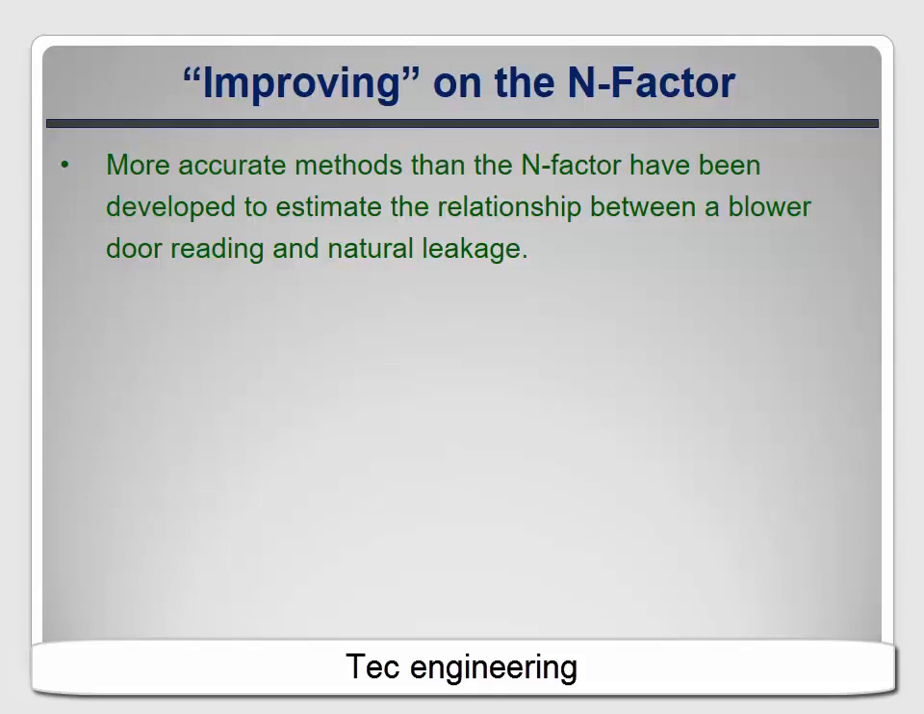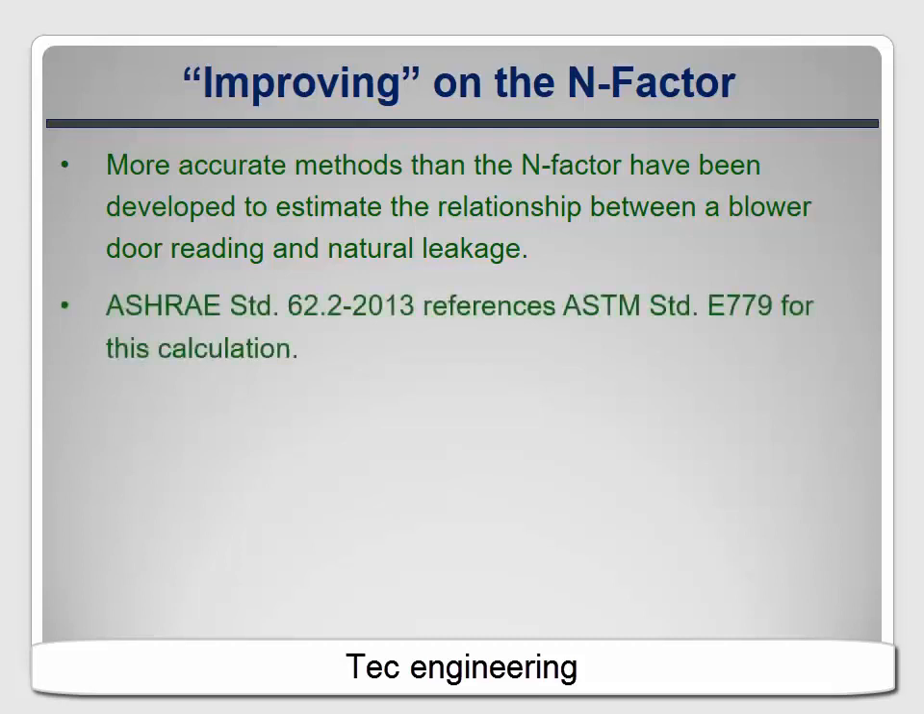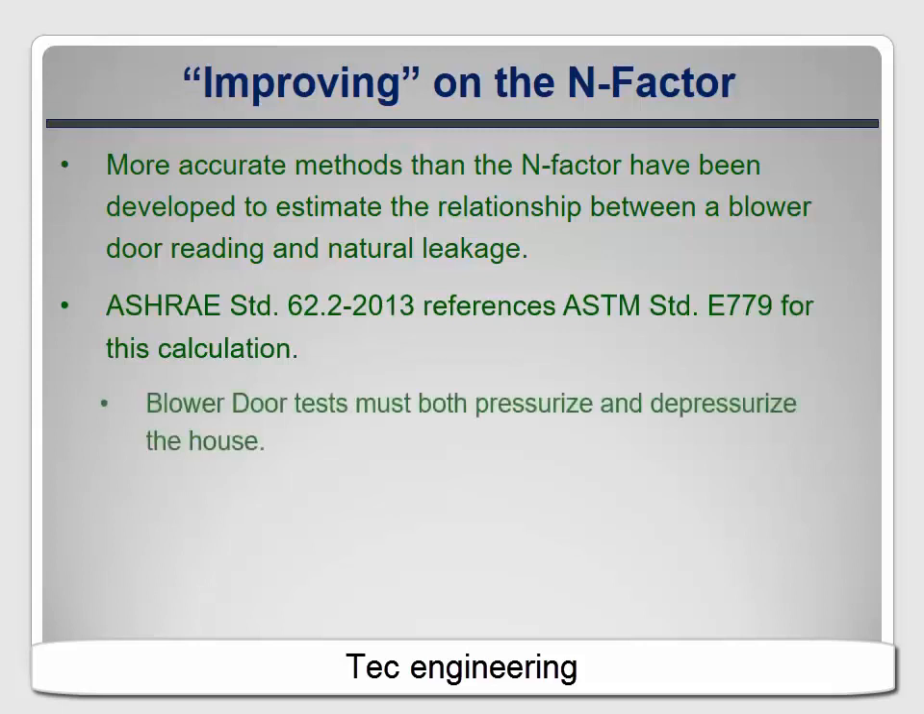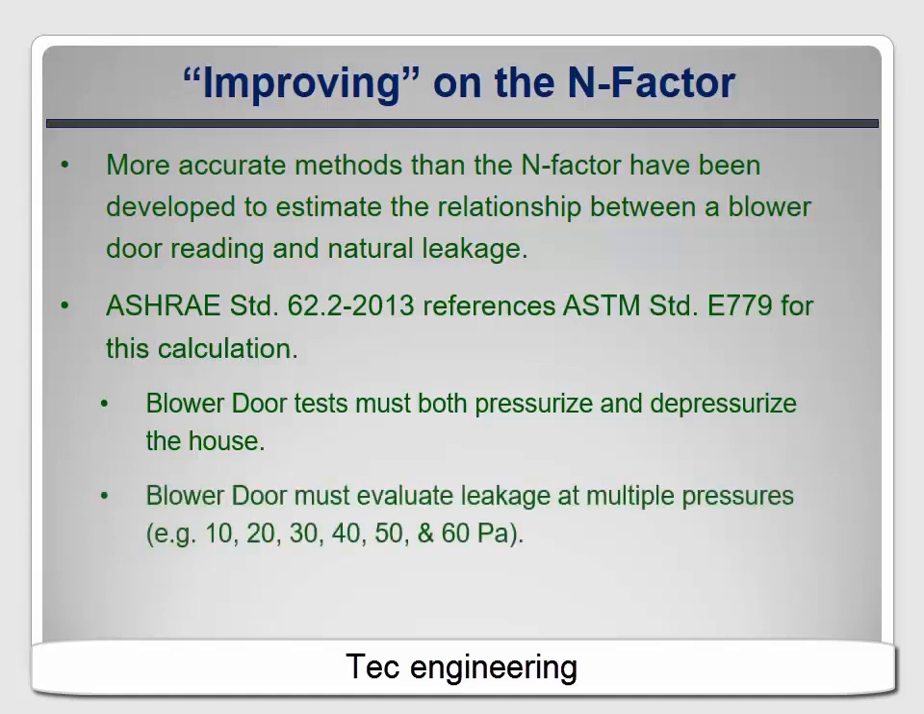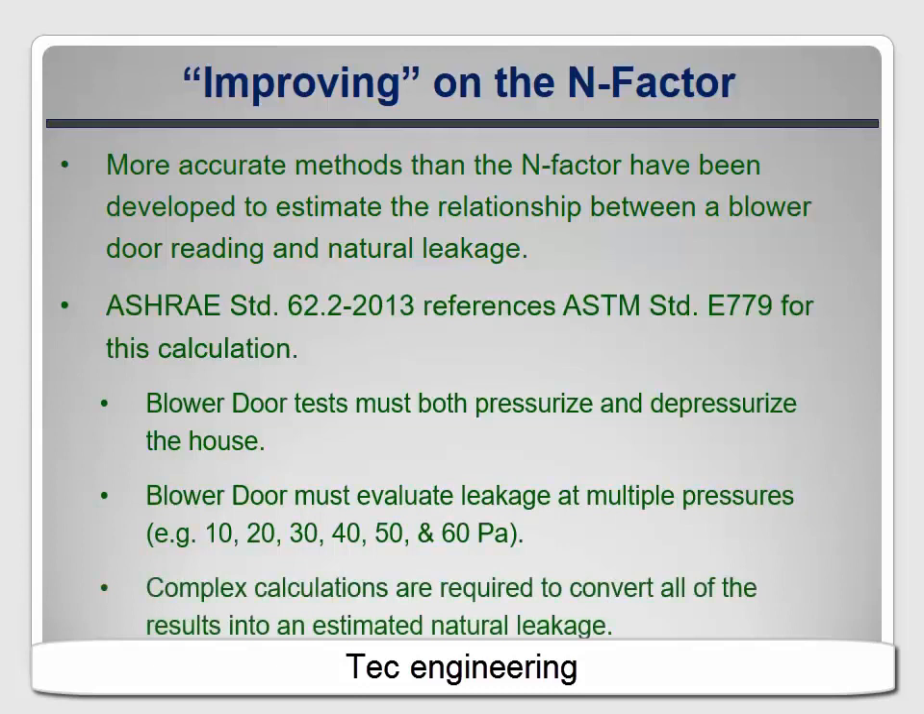Researchers are continually trying to make the estimates more accurate. ASHRAE 62.2 2013 references the calculation methods in ASTM standard E779. I'm sure the resulting estimates are an improvement, but this standard presents some challenges. The blower door test must be done in both pressurization and depressurization, and it must be a multi-point test ranging from 10 to 60 pascals. Then all of that data must be crunched down to get a single number estimating the effective leakage area of the house. The sample calculations take up 4 pages in ASTM E779.